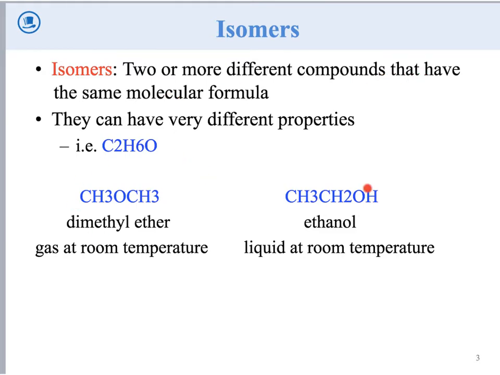So these are two examples of constitutional or structural isomers. They're the same molecular formula, C2H6O. And what you can see here is dimethyl ether has, of course, this connectivity, whereas ethanol has this connectivity. Same molecular formula, C2H6O, but different bonds, right? Different connectivity. So these are structural or constitutional isomers.